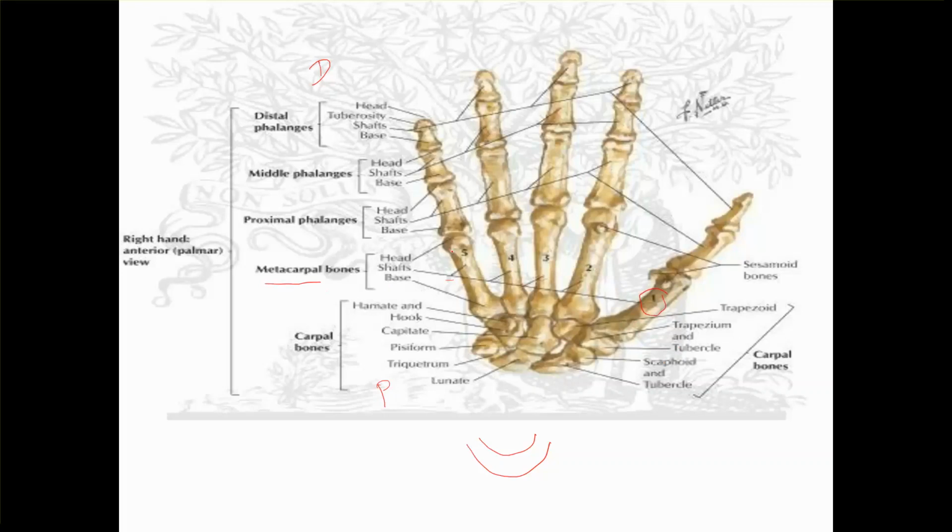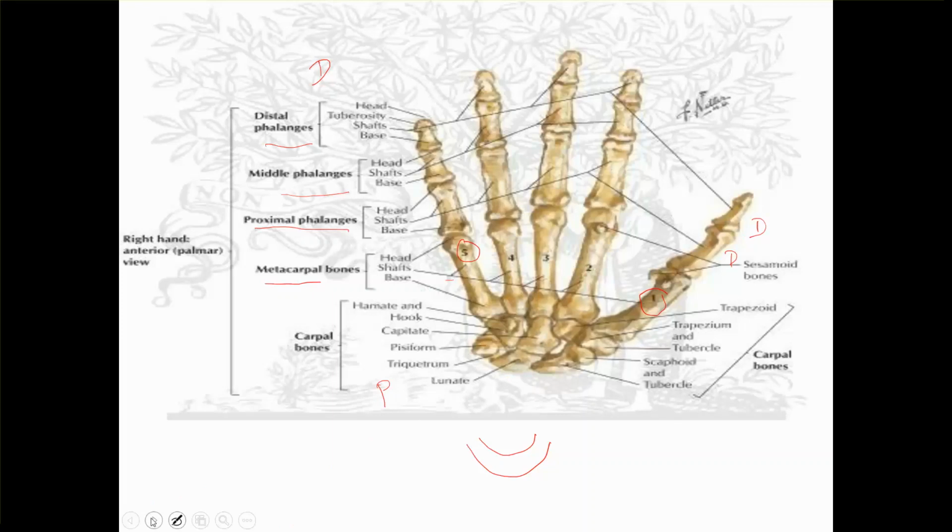There are 5 metacarpal bones, and then there are phalanges. Each finger has 3 phalanges. The names of the phalanges: proximal phalanx, middle phalanx, and distal phalanx. Except the one related to the thumb, the lateral one, has only 2 phalanges. So it is called proximal phalanx and distal phalanx. So in total we have 14 phalanges. Okay, let's see the next.